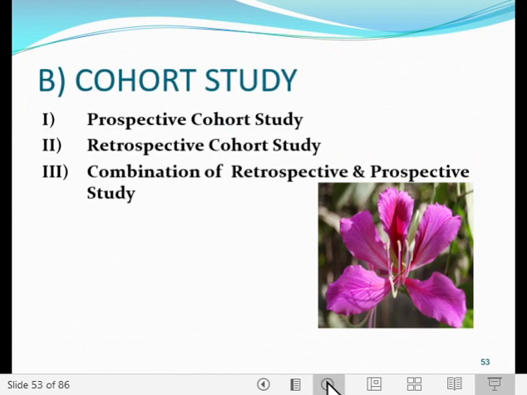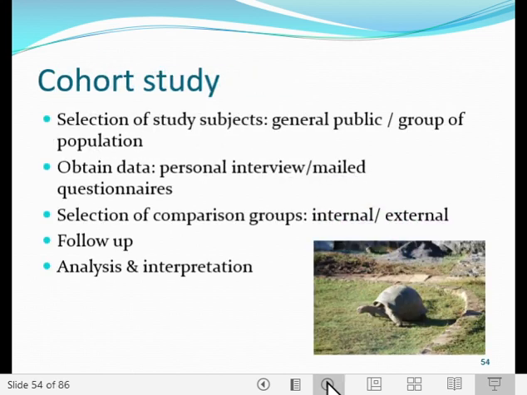Now, there are three types of cohort study. First is the prospective study, that is, when you start the study the disease has not occurred. Retrospective is when the disease has occurred and you are doing the cohort study. A combination of retrospective and prospective is when the disease has already started occurring in people and you continue the study forward. That is a combination of retrospective and prospective study.